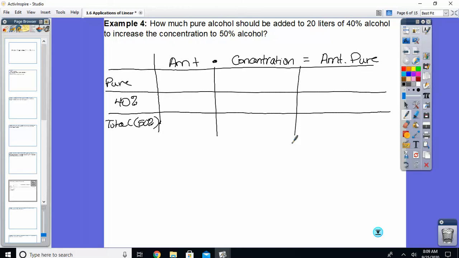Now if we start filling in the gaps. It says how much pure alcohol. So do I know the amount of my pure? Nope. So if we don't know it, we call it X. Should be added to 20 liters of the 40%. So the amount of my 40% is 20.